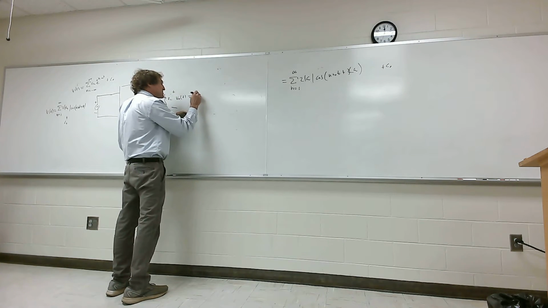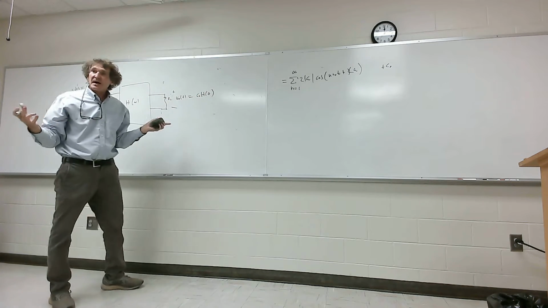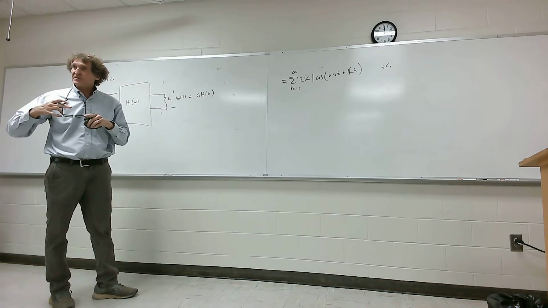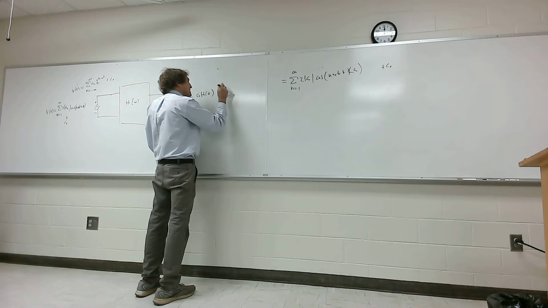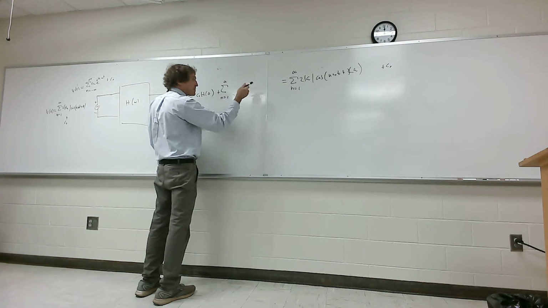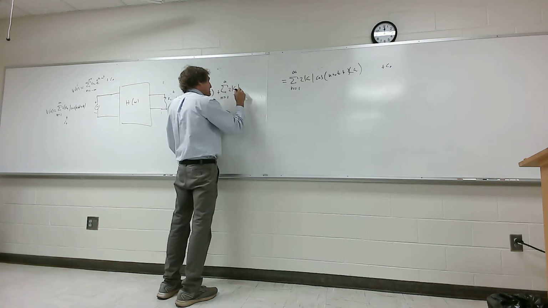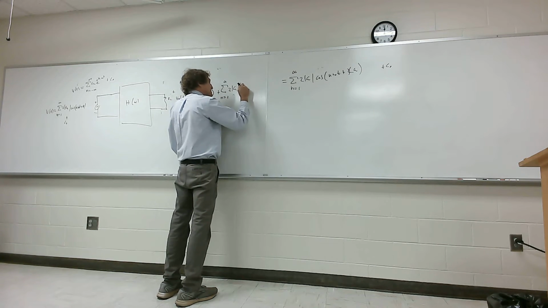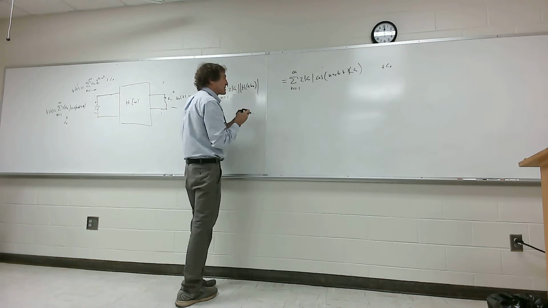This is equal to C0 times H0. That's the transfer function evaluated at a frequency of 0. Plus the summation from n equals 1 to infinity of 2 times the magnitude of C of n times the magnitude of the transfer function at n omega naught. Remember, you're going to do this for each harmonic.